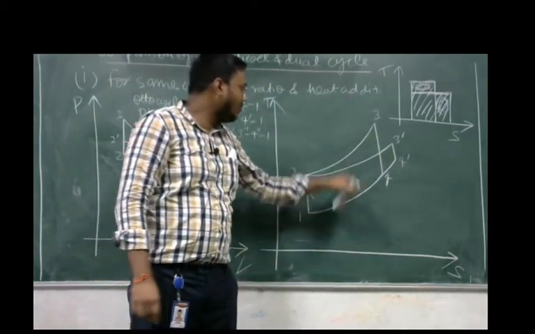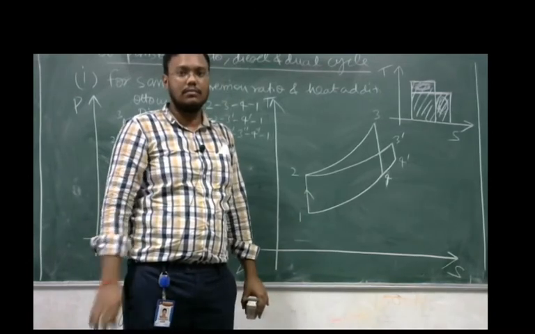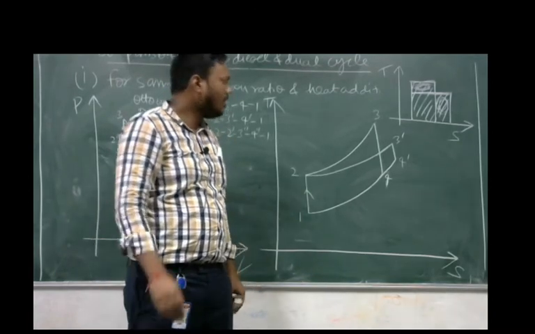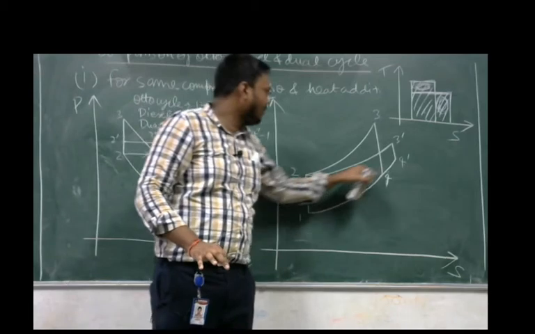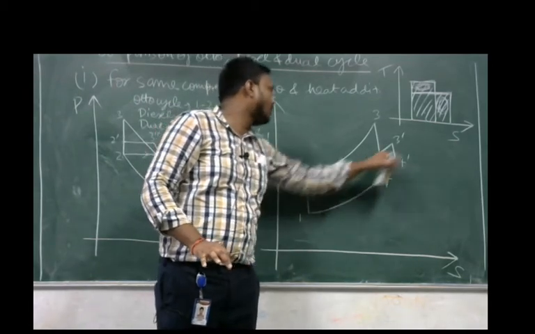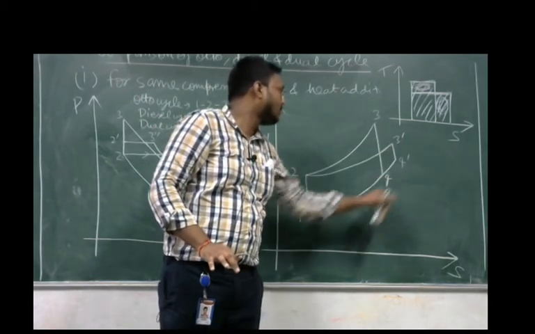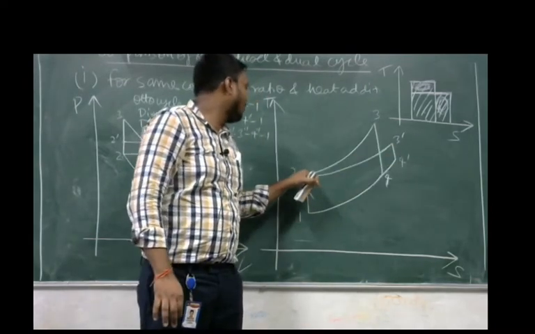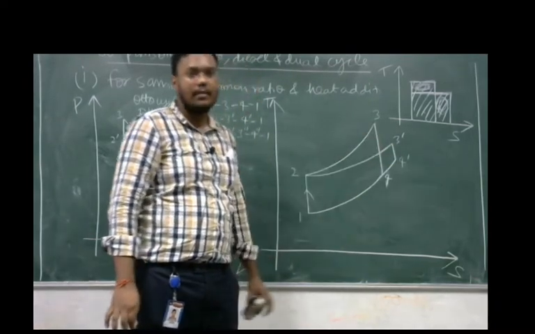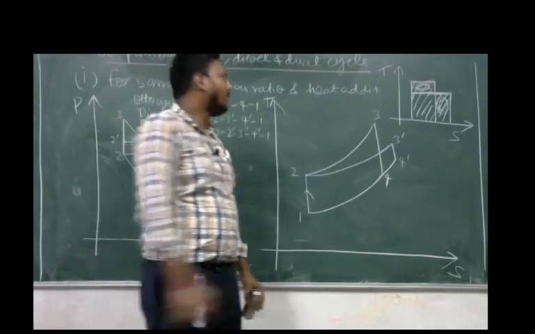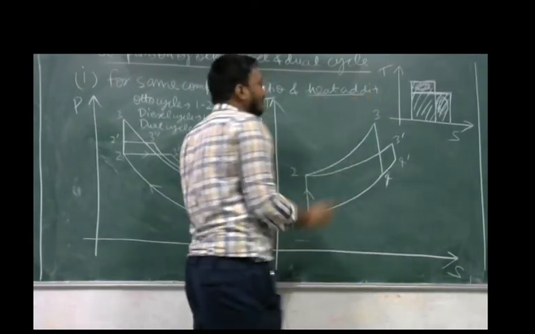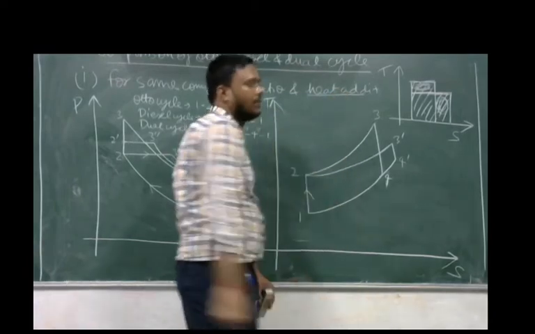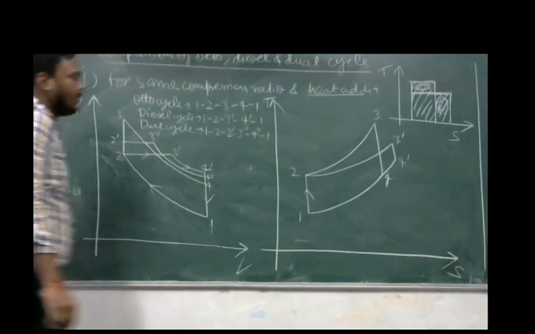Because the area below the curve gives the heat addition. So to keep the area the same, I have increased the length of 2 to 3 dash beyond this line, so that the area below 2 to 3 dash and the area below 2 to 3 will be the same. Then only heat addition will be the same, and we have to keep this heat addition the same. That is the condition.